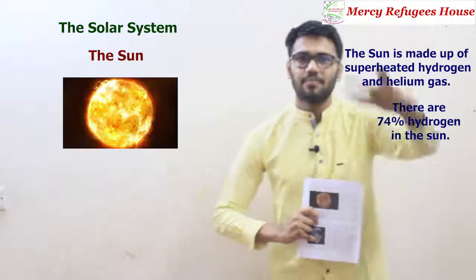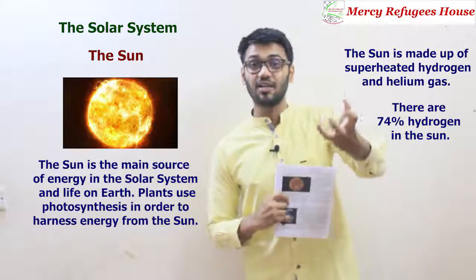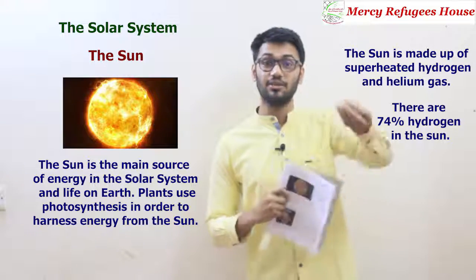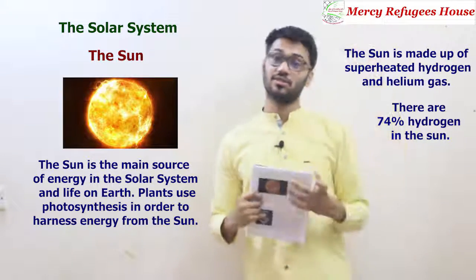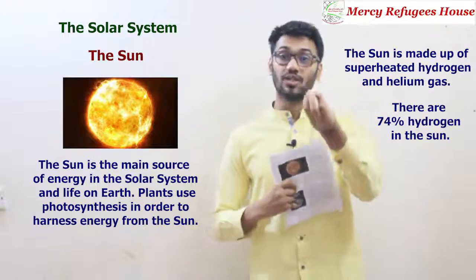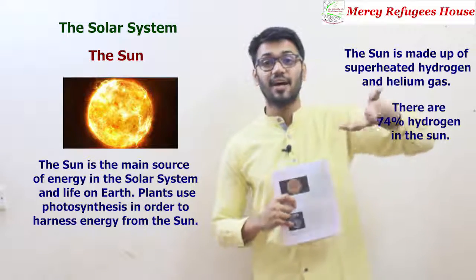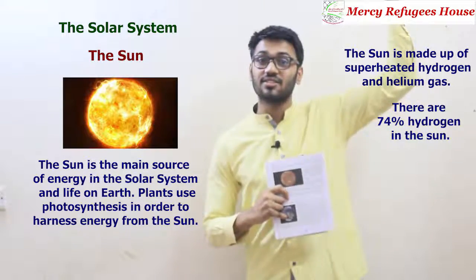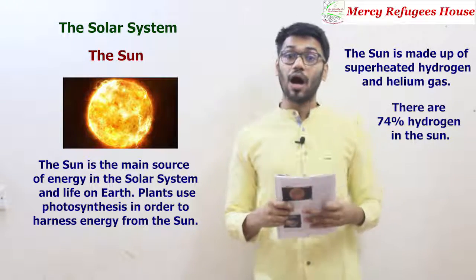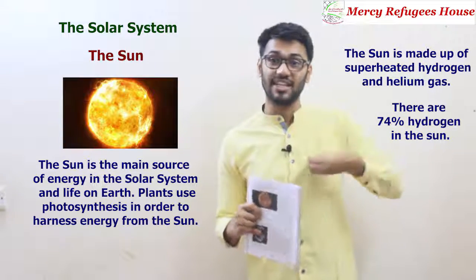Without the sun, we would not live here on the earth, right? The sun is the main source of all the energy that we get in the solar system. The whole solar system is depending on the energy of the sun. All these trees and plants use the sunlight to make their food, to grow up. Without them, we would not stay alive.